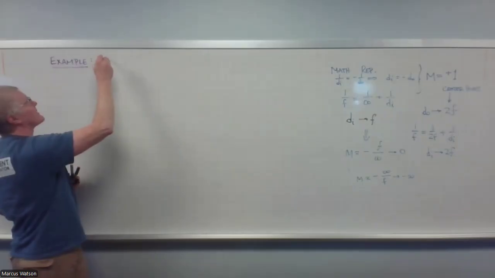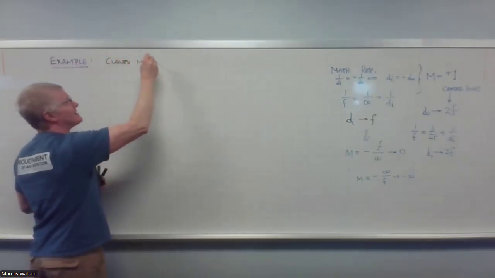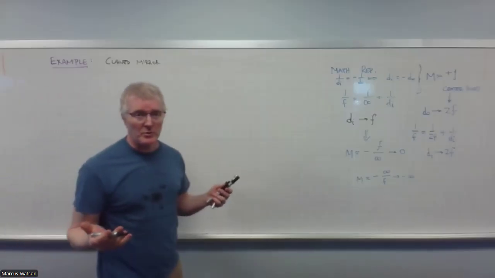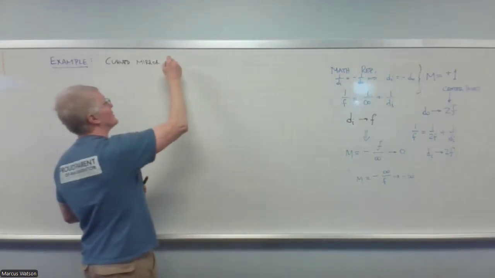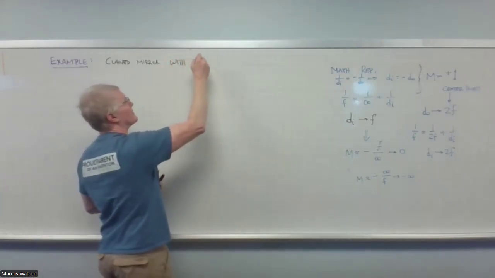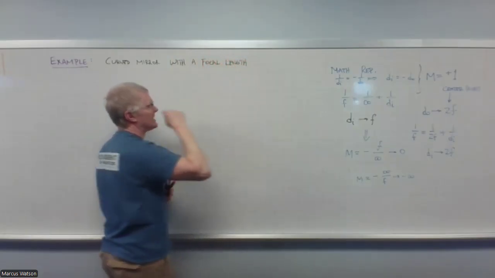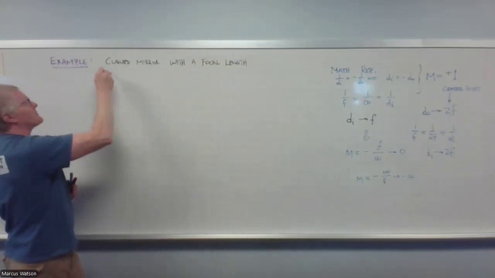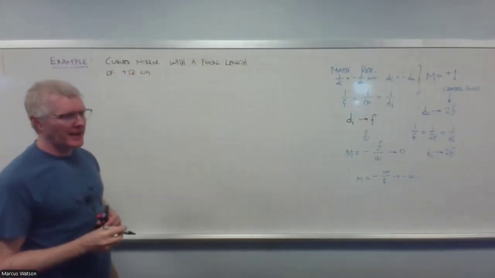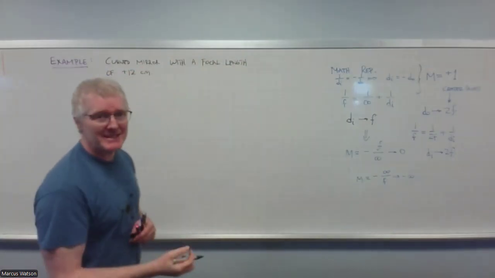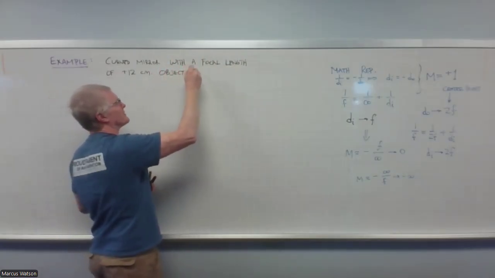All right, so let's take an example. We've got a curved mirror, and notice that I'm not telling you whether it's diverging or converging. We don't know. It's just curved, right? A curved mirror with a focal length of, say, plus 12 centimeters. And I'm going to take an object and put it at plus 18 centimeters. Suppose I have a candle or something.